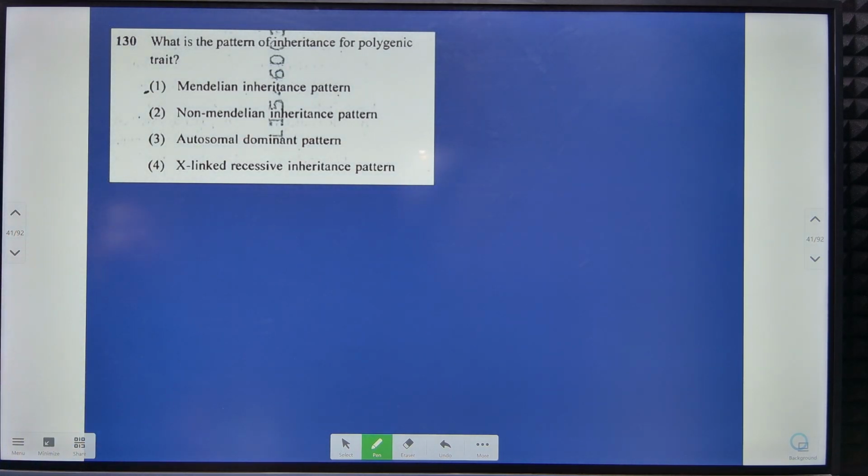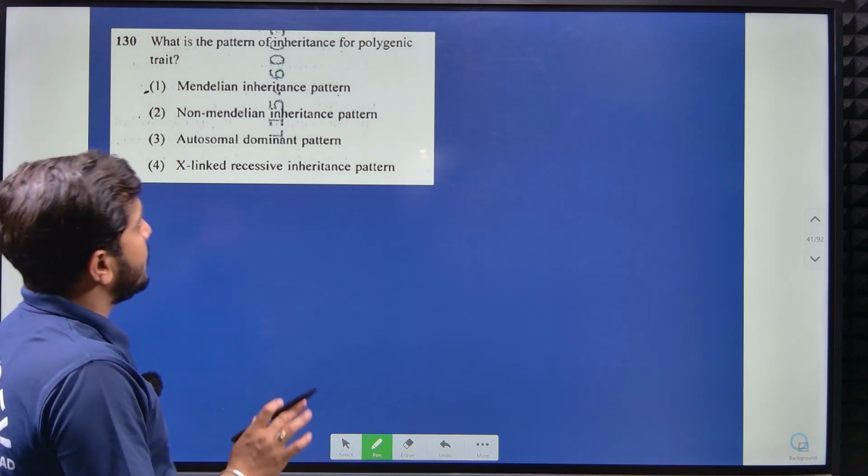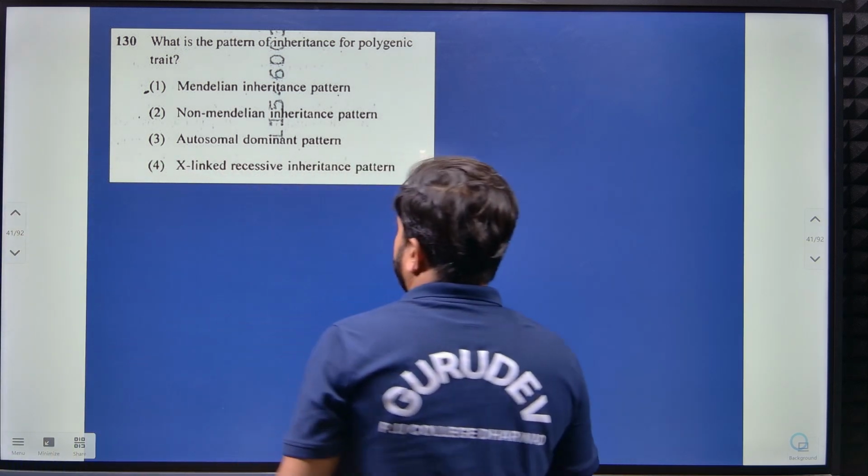Moving on to the next, what is the pattern of inheritance for a polygenic trait?